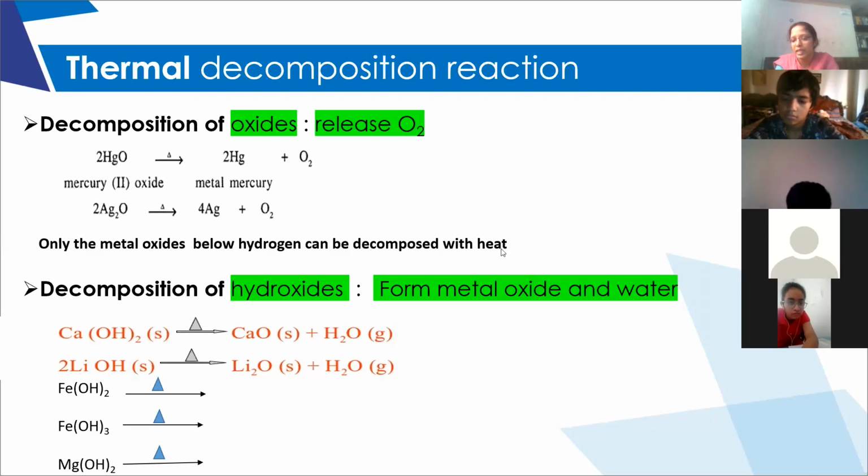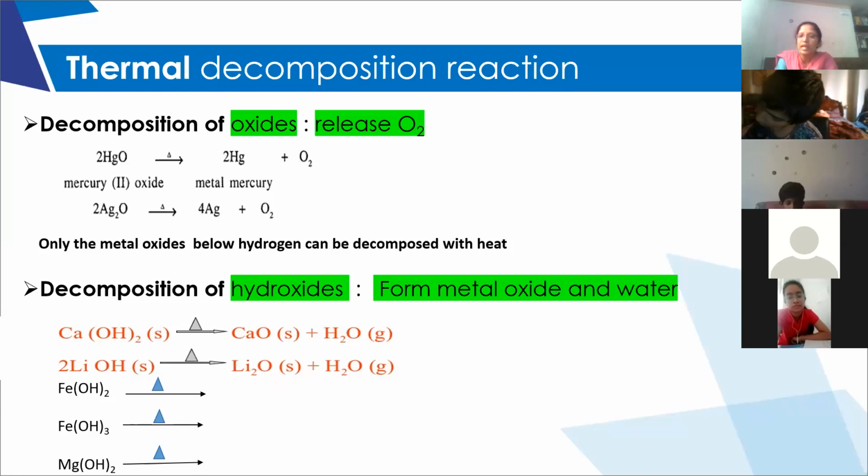Excuse me, ma'am. Yes, Darshit. Ma'am, what about gold and platinum? This is the first type of decomposition reaction. Gold and platinum do not react. They hardly form oxides. Gold oxide and platinum oxide are not found. They are the least reactive. They do not even form any compounds.